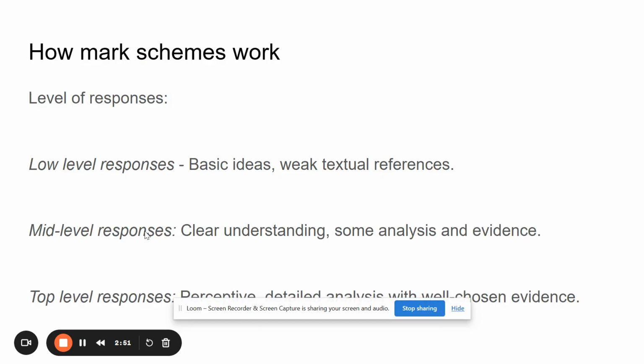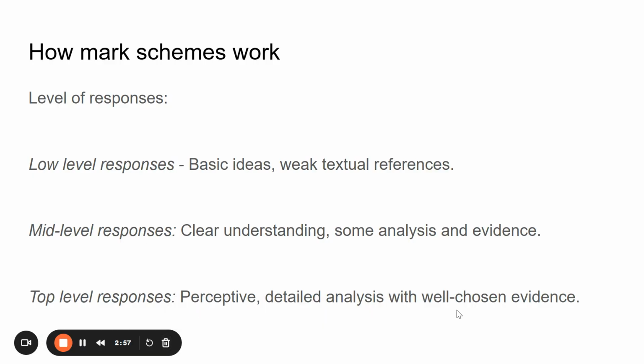So, how do mark schemes work? Basically, in a nutshell, you have 3 different levels of responses. Low-level responses, which give basic ideas and weak textual references. Mid-level responses give a clear understanding, some analysis and evidence. And then top-level responses, which are perceptive, detailed analysis with well-chosen evidence.